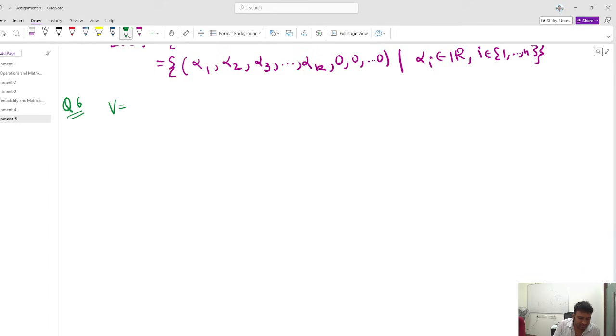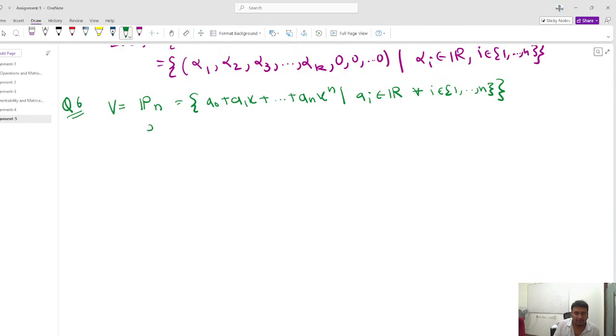Let V be equal to this Pn. So what is Pn? It is the collection of all polynomials of degree less than or equal to n, okay guys? Have it in mind. It can have polynomials of degree less than n also. So let us write what this is: a0 + a1 x + ... + an x^n, where ai belongs to R for every i. So I ask you to show that over R, this is a vector space.